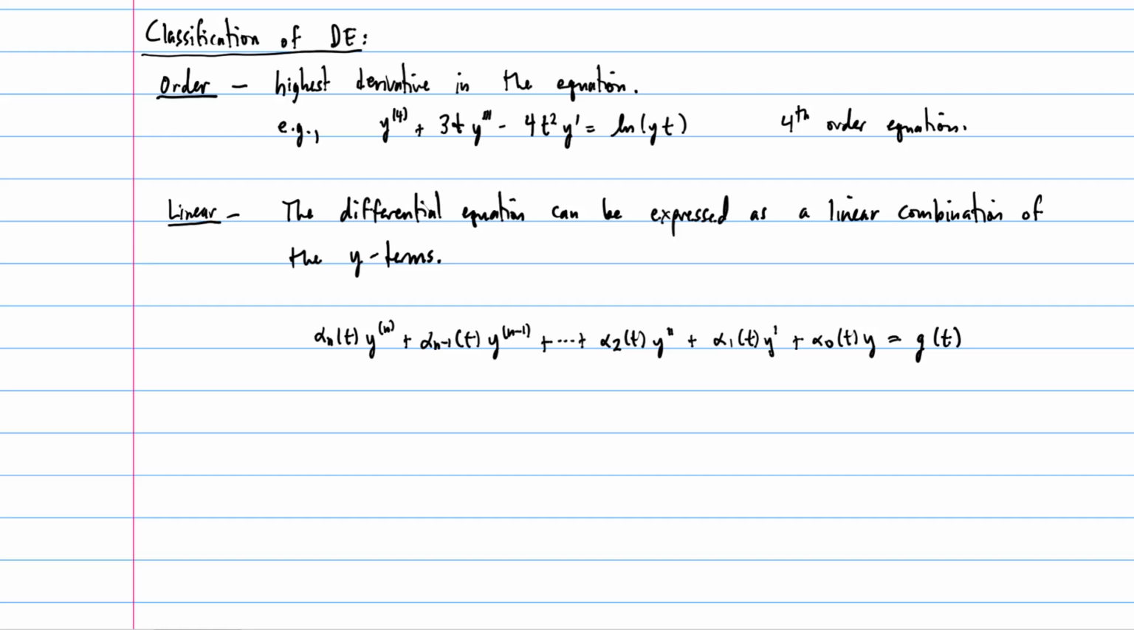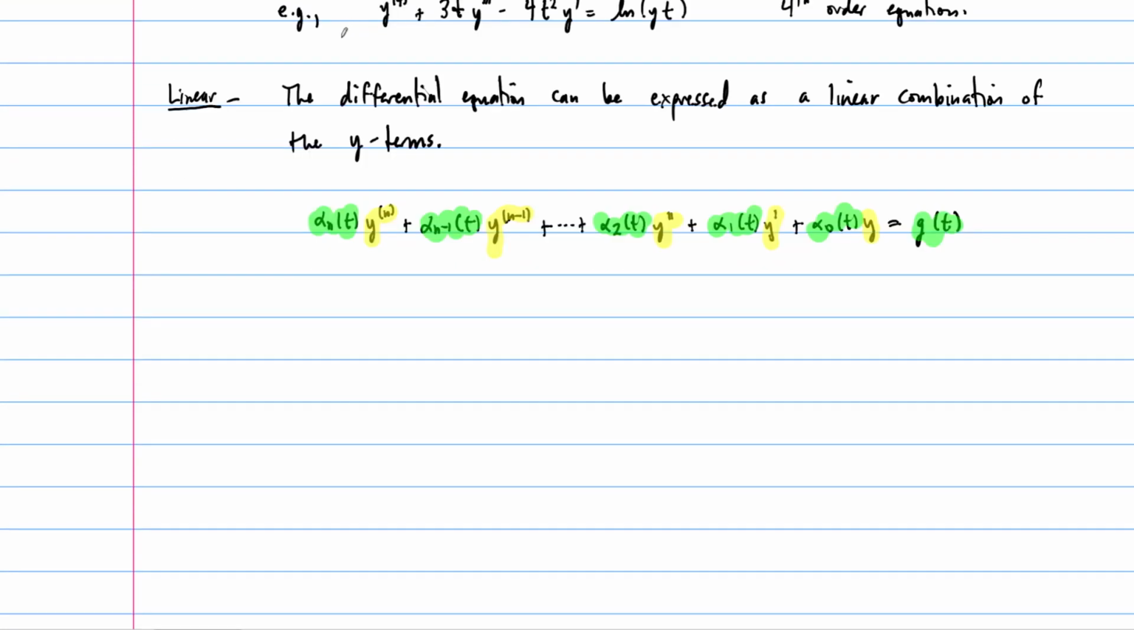And so the main idea here is that all these y terms are not mixed up in functions themselves. All these other coefficient terms are merely functions of t. So all the green stuff that I just highlighted, those are just functions of t. And that's what it means to be linear. What I just wrote is a general formula, right? So if we can write our differential equation in this form, then it is linear. So, linear combination. All right.